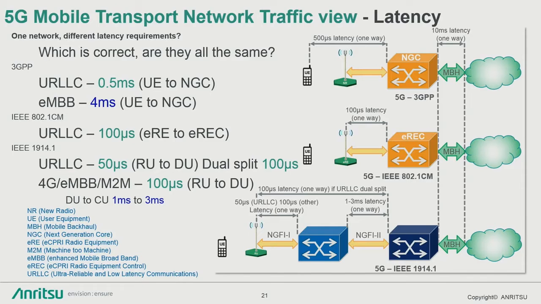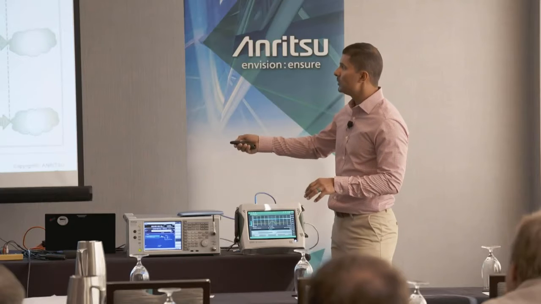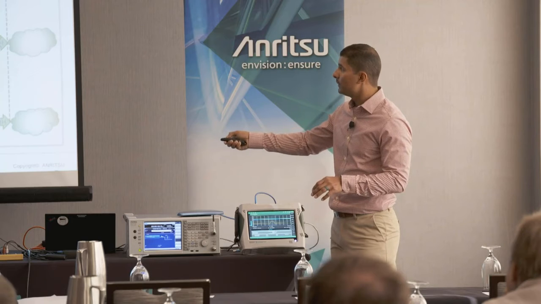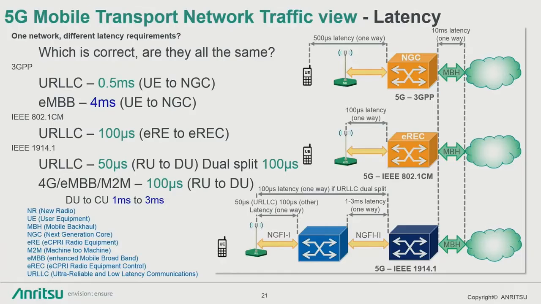And what you'll see is URLLC, ultra reliable low latency communication. That is your V2X traffic. Always the tightest latency requirement. Now, look at eMBB, enhanced mobile broadband. That's your streaming 4K video, right? Or augmented reality. Higher bandwidth. Less requirement, more relaxed, 1 to 3 milliseconds here, 4 milliseconds.